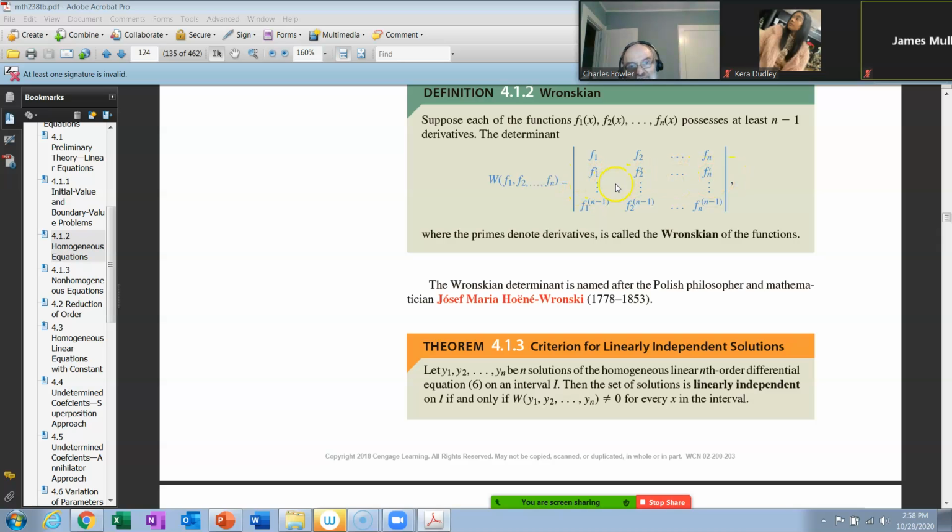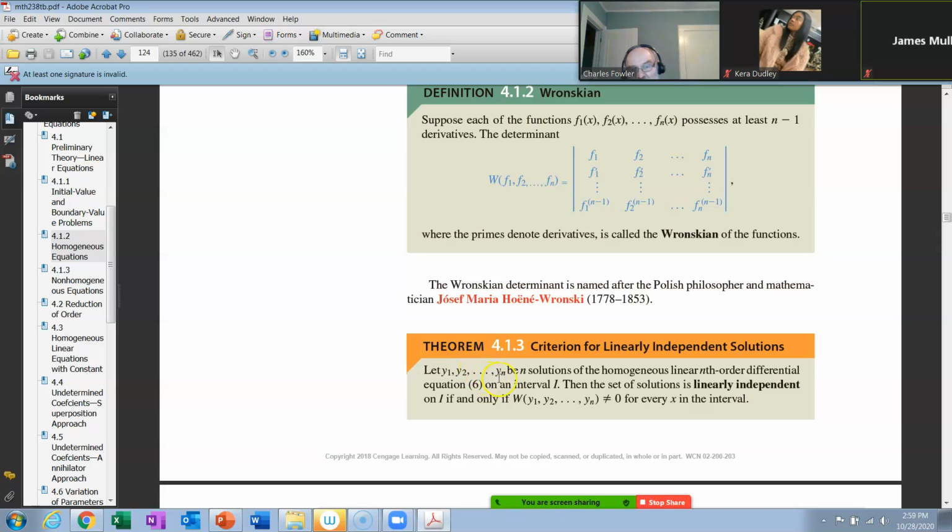The third row is the second derivative of all those functions, all the way down till you get to the n minus first derivative of each one of those functions. Take a determinant of that square matrix. Once you get that determinant, that's called the Wronskian of the functions. And here's what the theorem says.